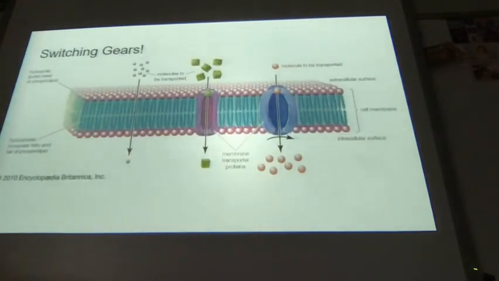And, oh, geez, switching gears. Anytime you guys are sick of this, Miss Wilhoit, you can take off. Switching gears, now we're going into cells and transport.